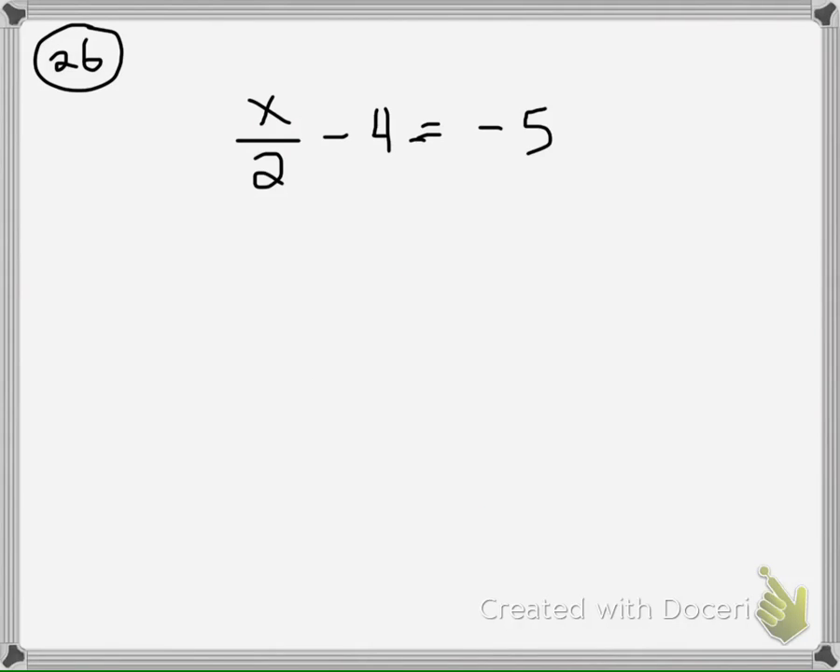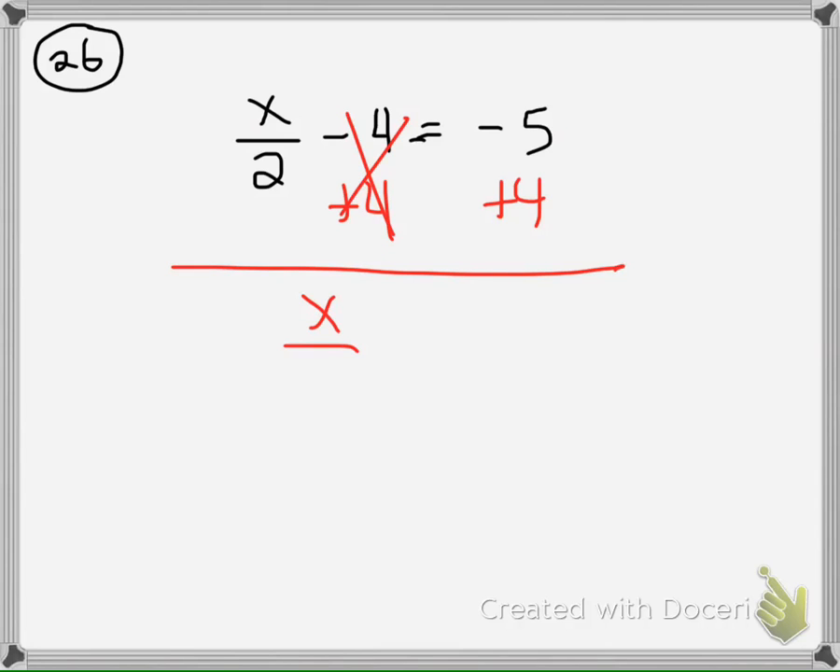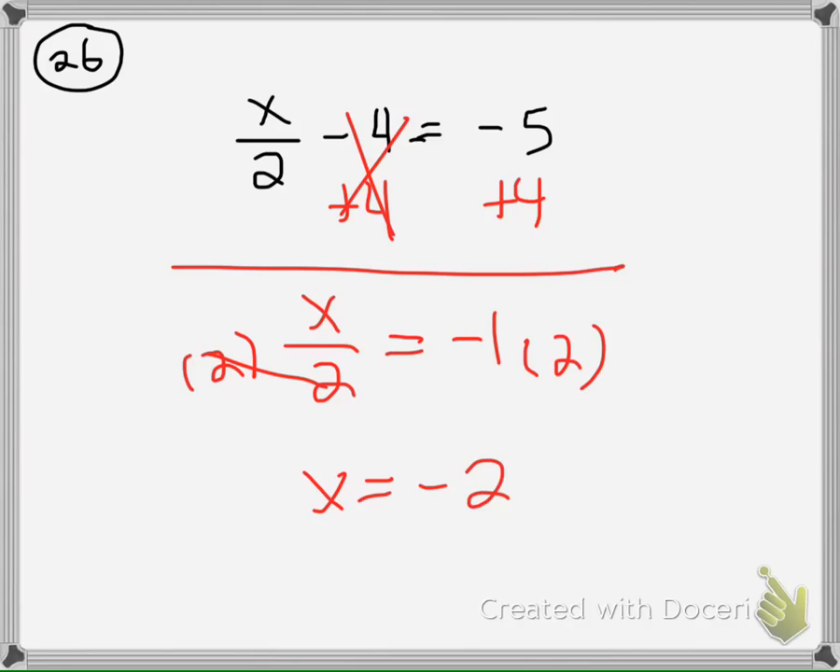Okay, 26. Again, I want to get rid of what's being added or subtracted on the side with the x. So I'm going to add 4 on both sides to get rid of it. Bring down my x over 2 equals negative 5 plus 4 is negative 1. Now to get rid of the 2, I do opposite operation. This is dividing here. So opposite is multiplying on both sides by 2. So x equals negative 1 times 2 is negative 2.